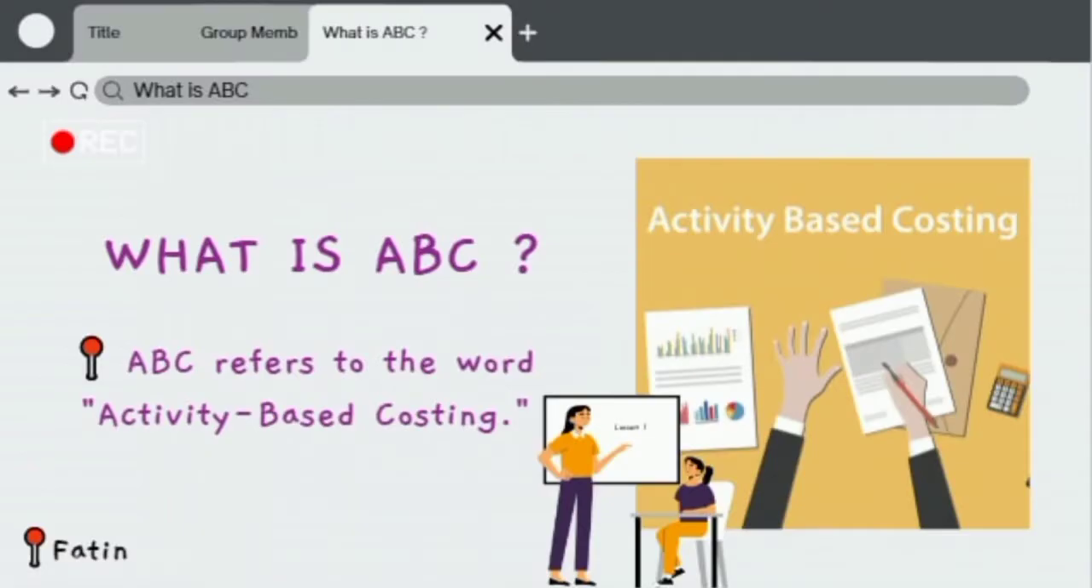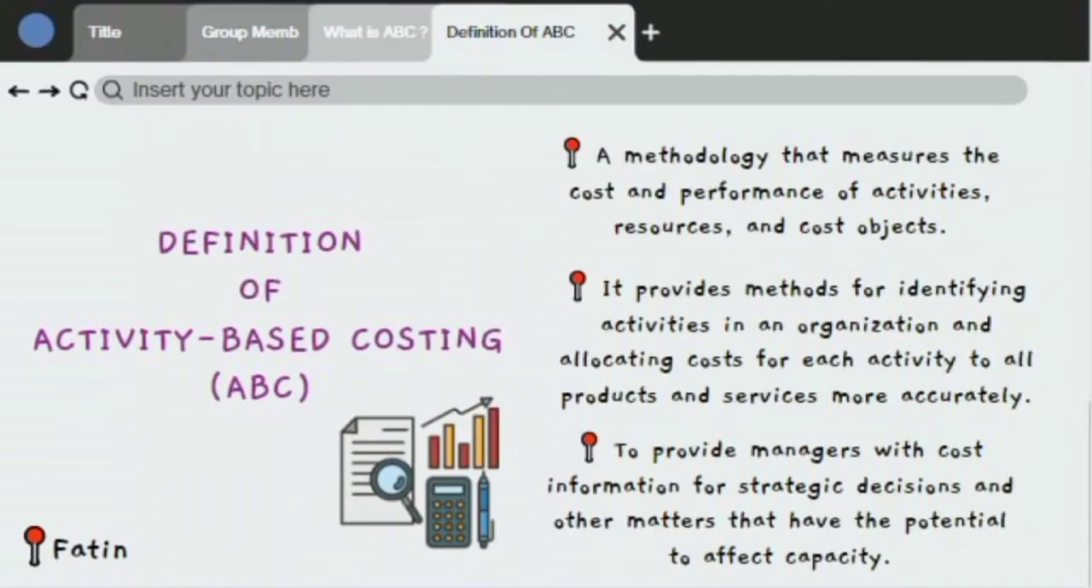What is ABC? ABC refers to the word of activity-based costing. Now we move to the definition of activity-based costing, ABC. First, a methodology that measures the cost and performance of activities, resources, and cost objects. Second, it provides a method for identifying activities in an organization and allocating costs for each activity to all products and services more accurately. The last one is to provide managers with the cost information for strategic decisions and other matters that have the potential to affect capacity.